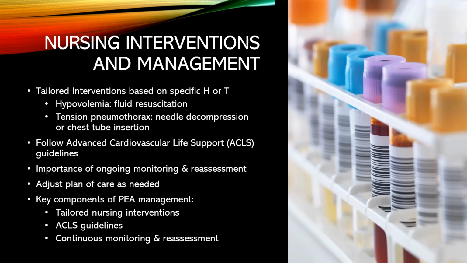Now that we've covered assessment and diagnosis, let's discuss nursing interventions and management for patients experiencing PEA. As you know, the underlying cause of PEA varies depending on the specific H or T that is affecting the patient. Therefore, our interventions should be tailored to address the specific cause. For example, if hypovolemia is the issue, we should focus on fluid resuscitation. If the patient has a tension pneumothorax, we'll need to assist with needle decompression or chest tube insertion. So it's essential to quickly identify the root cause and implement appropriate interventions accordingly.